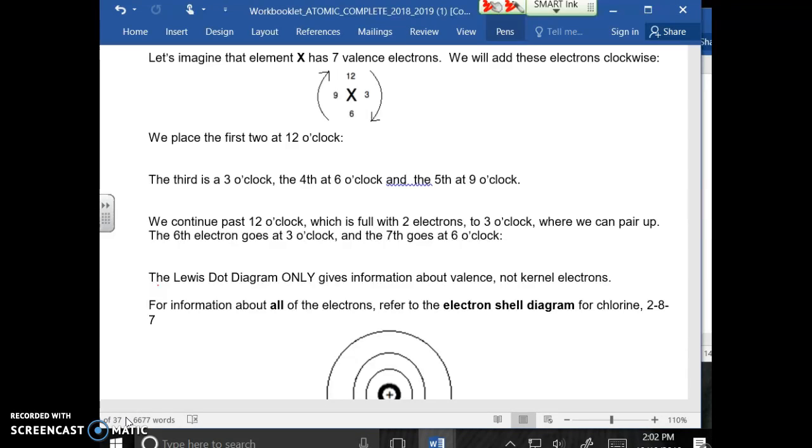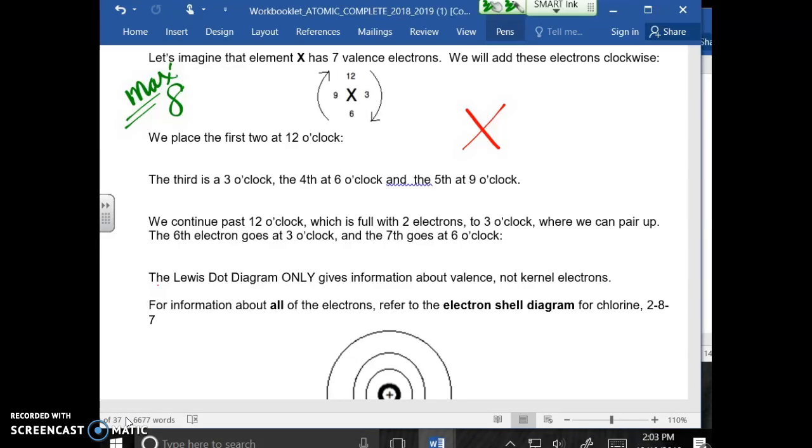When we write a Lewis dot diagram, we're going to write the symbol of the element. Because this is no element in particular, I'm just showing you how to write them, I'm just going to use the letter X. X is going to stand for the symbol of any element. First of all, I guess I should say this. You can have a maximum of 8 valence electrons: 1, 2, 3, 4, 5, 6, 7, or 8.